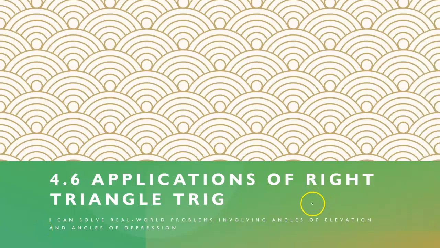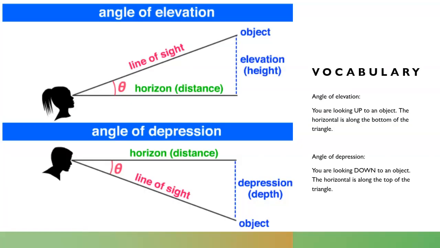This section is about using right triangle trig to solve problems in the real world. You're going to use angle of elevation and angle of depression in these problems. The thing to keep in mind is that when you're looking at angle of elevation, you're looking up at an object, and when you're doing angle of depression, you're looking down at an object.